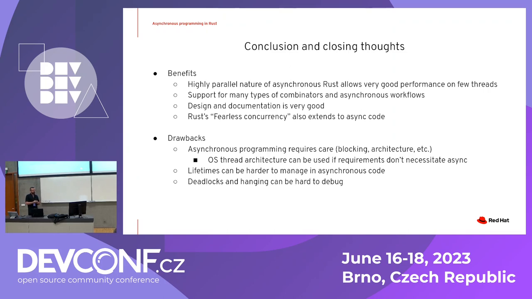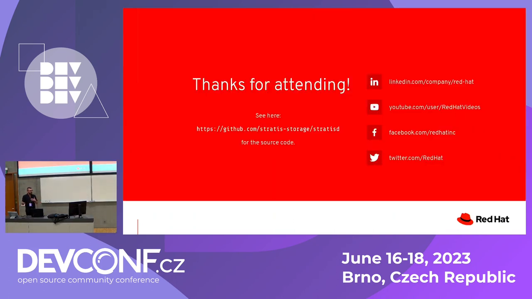Lifetimes can also be harder to manage in asynchronous code. So asynchronous code has the problem that we have multiple threads operating. And so in general, we assume that a lot of the time, if you have a lifetime, then it has to be static. And so it gets a little bit harder managing lifetimes. And deadlocks and hanging can be a little bit harder to debug. There are cases where you have tools like Tokio Trace to help you out, but it can be a little bit difficult.